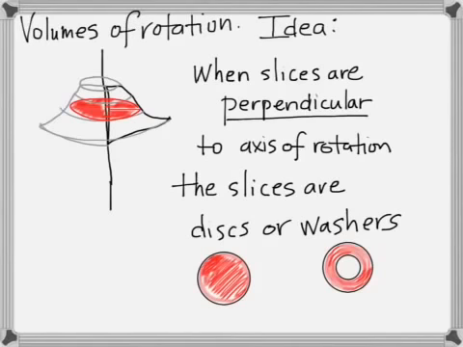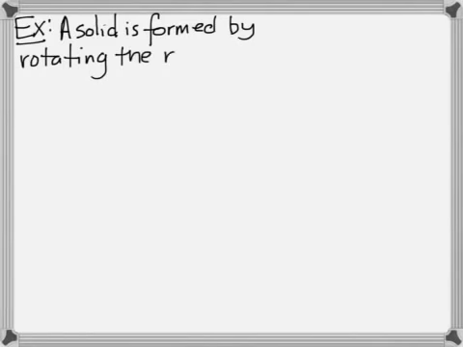So this is the disk or washer method. And you use this when the slices are perpendicular to the axis of rotation. That's important. This method is for when you're making your slices perpendicular to the axis of rotation, like I illustrated here. Horizontal slice, vertical axis of rotation. So let's see our first example. All right, here it goes.